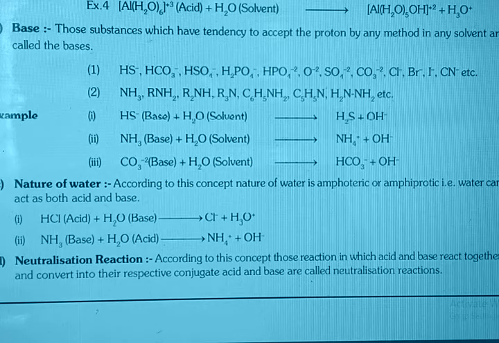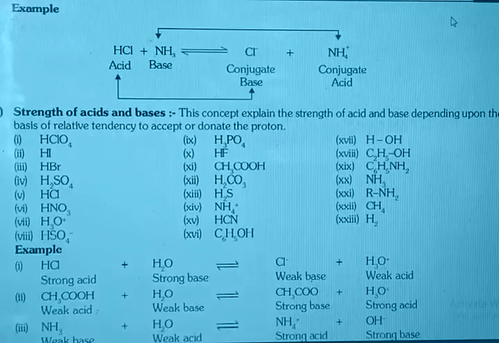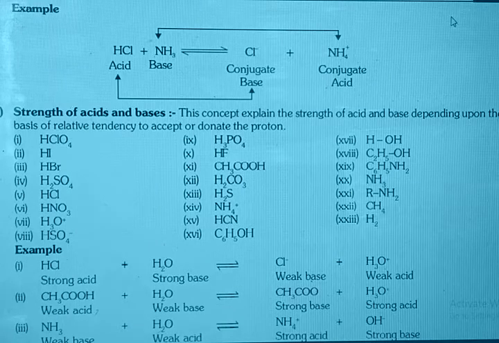Okay, now the next one is neutralization reaction. According to this concept, those reactions in which acid and base react together and convert into the respective conjugate acid and conjugate base are called neutralization reactions. You can see the examples of conjugate acid and conjugate base in HCl and NH3. HCl gives H plus and Cl minus, and NH3 will take H plus, so it will become NH4 plus. Since NH3 is taking H plus ion, it becomes conjugate acid, and HCl is donating H plus ion, so it becomes conjugate base.